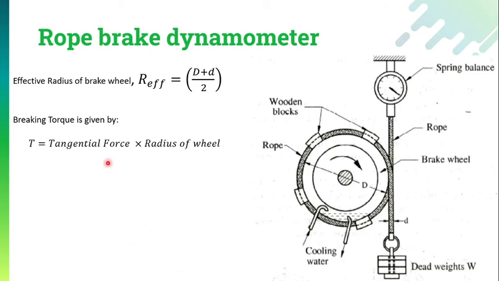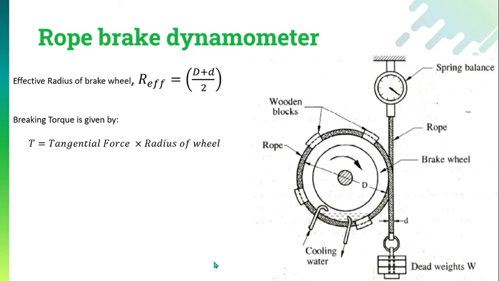When we talk about the tangential force, it is applied first by the dead weights, that is capital W, in the downward direction. But this system will also try to apply some tangential force in the upward direction, which is measured by the spring balance, which is S. So if we consider the downward direction as positive, the tangential force will be plus W minus the spring balance reading, that is S.